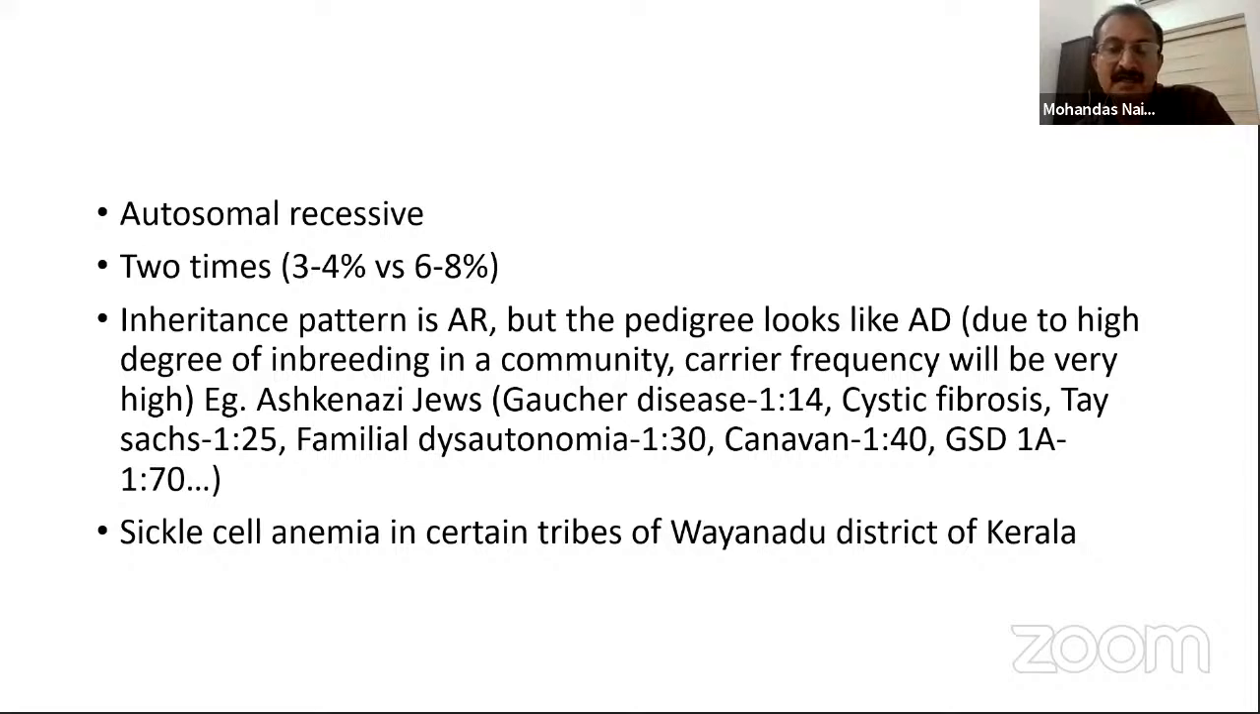For Gaucher disease, 1 out of 14 are carriers. For cystic fibrosis and Tay-Sachs, 1 out of 25 are carriers there. So there is every chance that even though there is no definite consanguinity, 2 carriers will get married. So such a pedigree will be called pseudo-dominant.